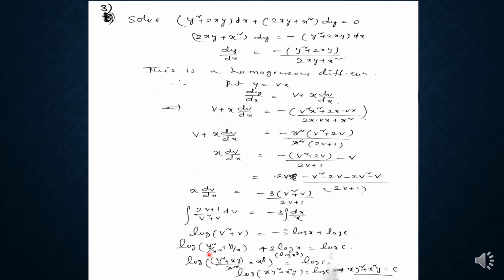By taking here LCM as x square, that becomes y square plus xy by x square into this log x cube, x into x cube. Log a plus log b is log of a into b is equal to log c. So that is log of y square plus xy into x, log of xy square plus x square y is equal to log c. That is xy square plus x square y is equal to c. So this is the solution.